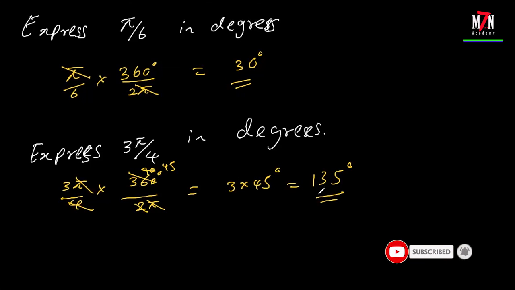So today we discussed angles and the units of angles. How can we measure the angles? Our next video is about the arc length of a circle and the area of a sector of a circle. See all that in the coming video.